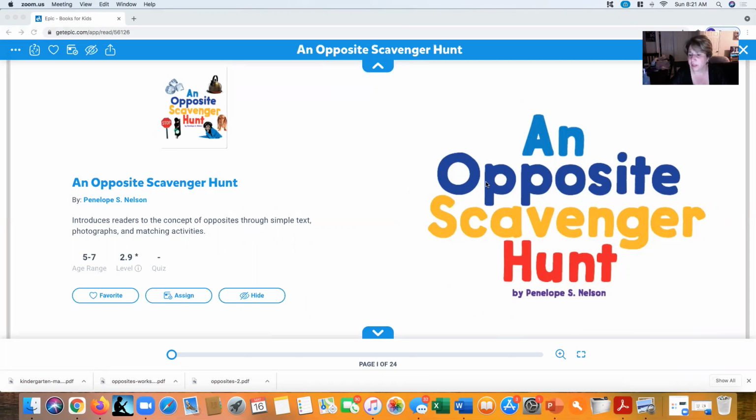We're going to look on each page and see what we find that are opposites. And this book is by Penelope S. Nelson. Not Nielsen, not me, Nelson. And do you know what we call the person who writes the book? That's right, the author. Okay, let's see what we could find on the scavenger hunt.